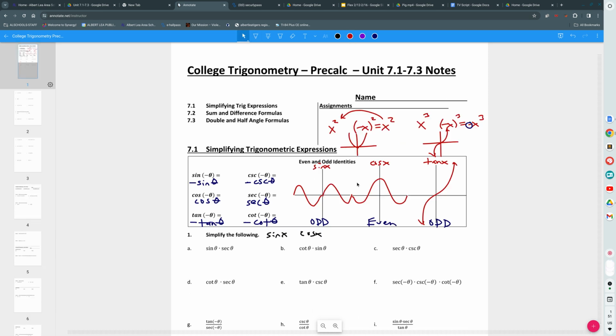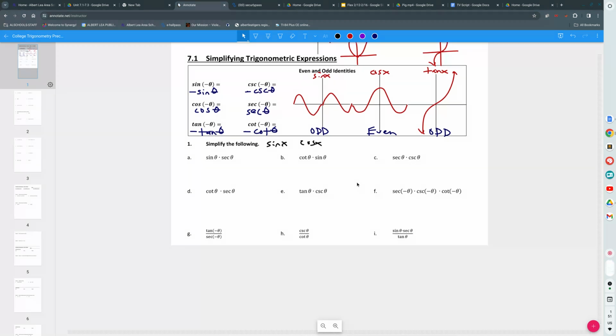Watch what happens in our first example. Our first example is to simplify sine times secant. So I'm going to rewrite this as sine of theta over 1 times, and what am I going to write instead of secant? 1 over cosine. As you multiply those two, you get sine on the top, and you get cosine on the bottom. Tangent. Sine divided by cosine is tangent. So tangent is the solution.